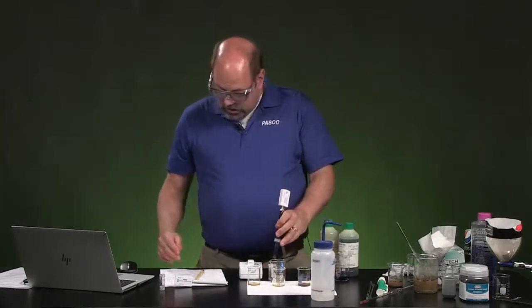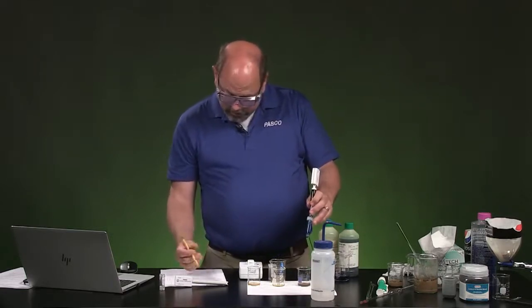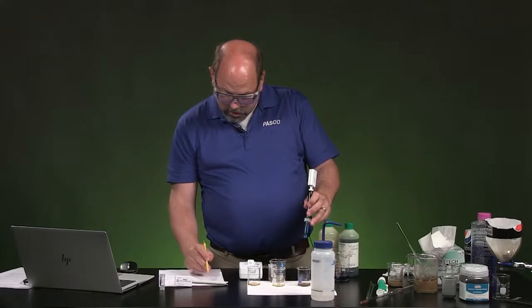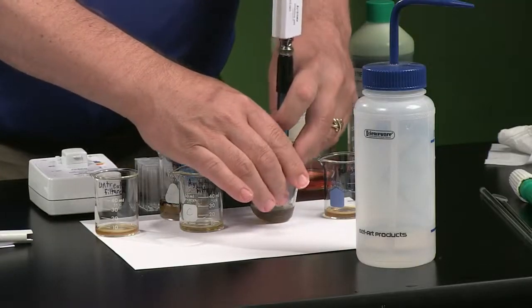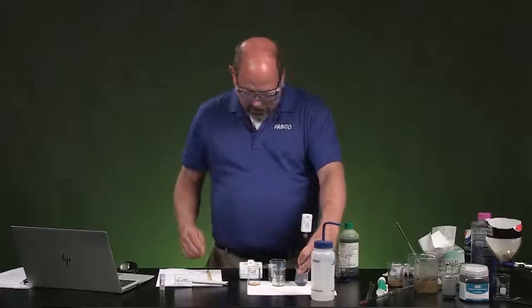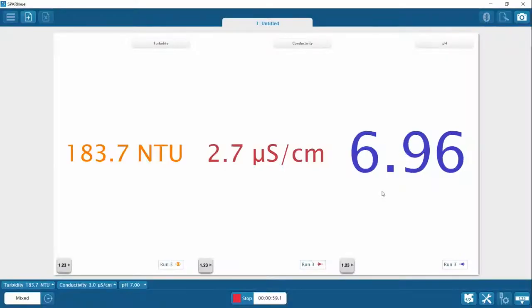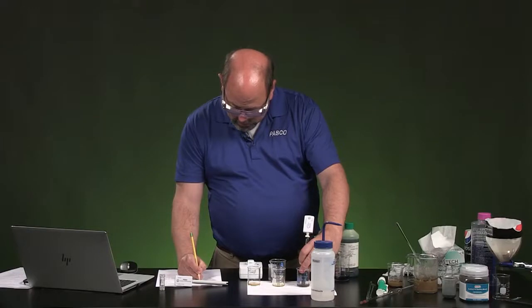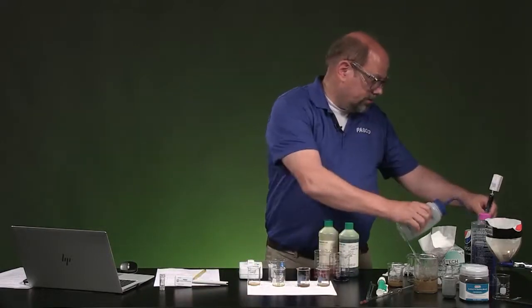Now I'll put it into the activated charcoal. I'm going to follow through the table here, activated charcoal, and then filtered. So I'll just follow that table. That'll make a little more sense if you're watching from above. Oh, interesting. It's a little higher, 6.95. That was filtered through activated charcoal.